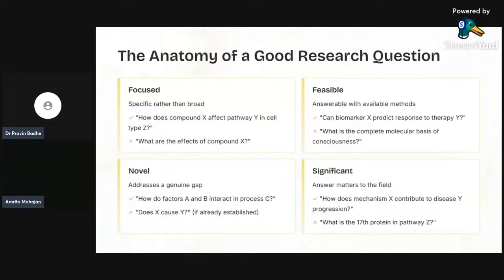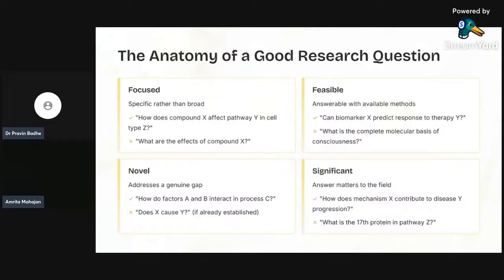Then comes feasibility: answerable with current methods, data and resources. For example, can biomarker X predict response to therapy Y? This will be the correct prompt. The next one, what is the complete molecular basis of consciousness? It's not possible to answer that particular aspect if you prompt this sentence. So it's better to be feasible, better to be answerable.